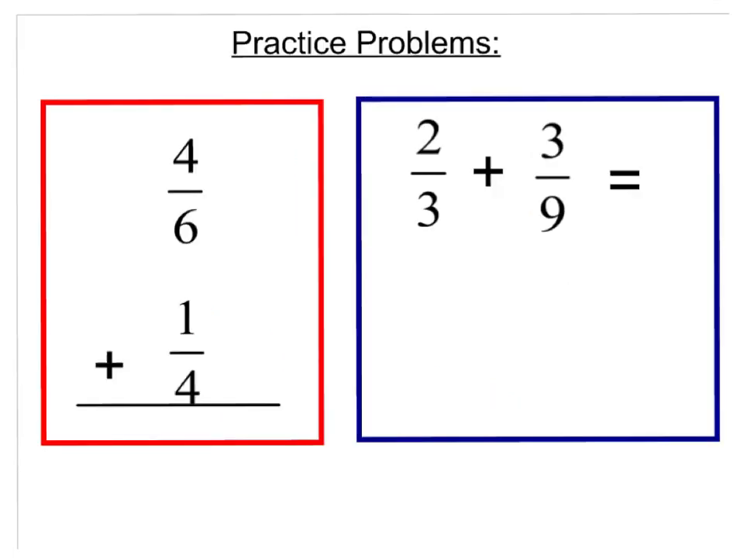Okay, here are your 2 homework problems that I want you to work on. Number 1 says 4/6 plus 1/4. And number 2 is 2/3 plus 3/9. Please write these homework questions down in your notes and work them out. Notice that you have to find common denominators, so you have to find the least common multiple and change it. Go ahead and work these out, and we'll check these tomorrow.